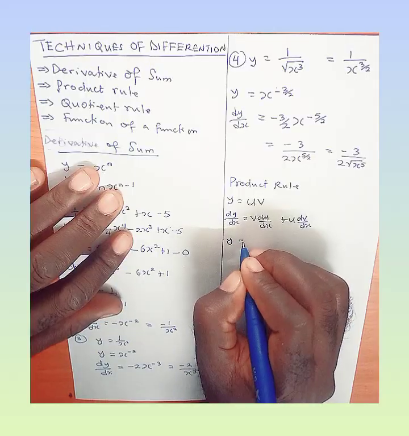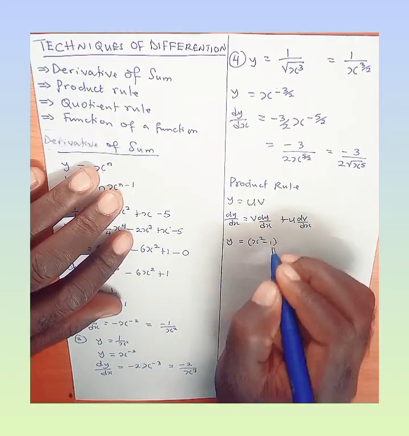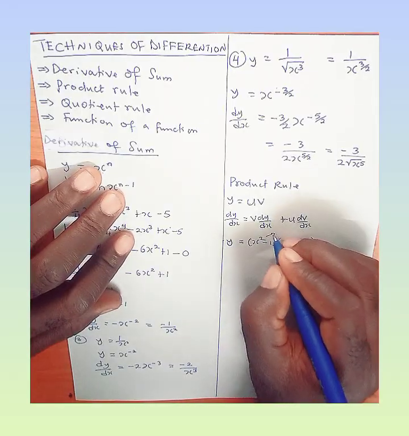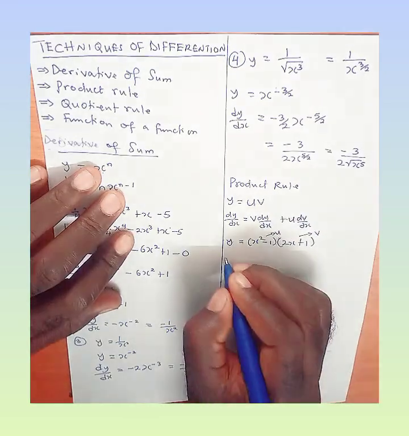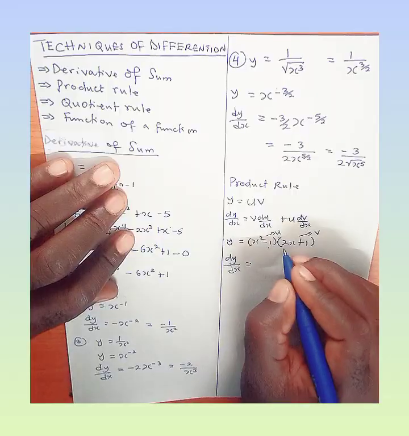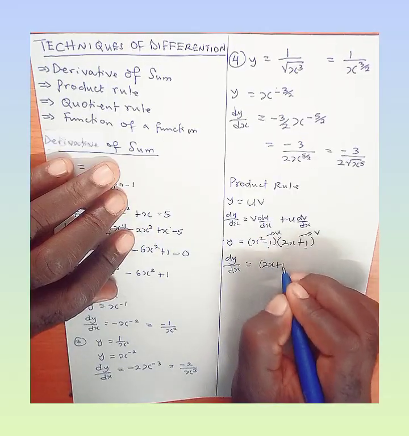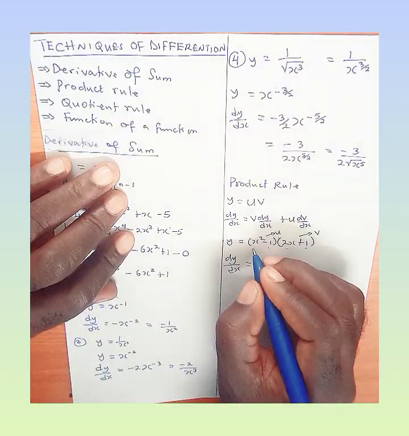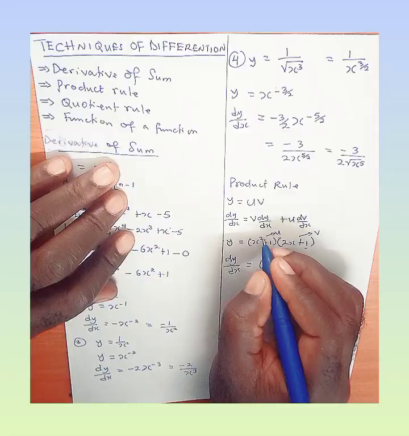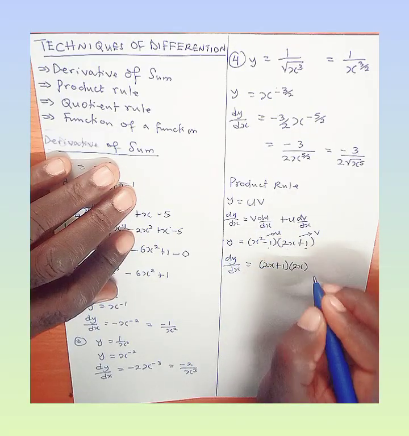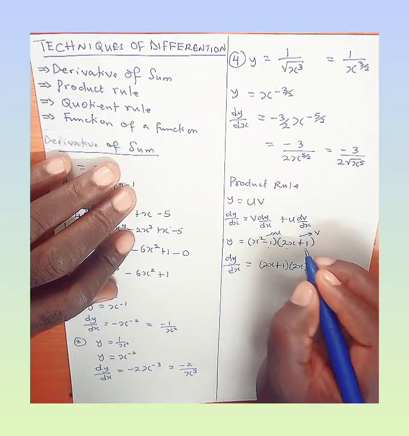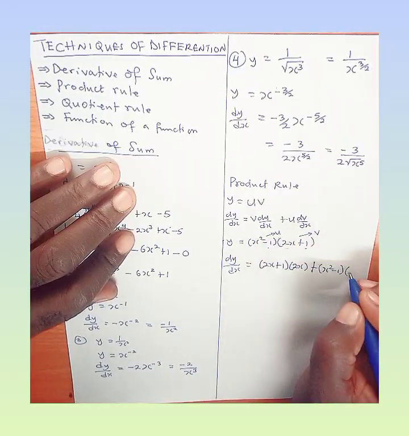If you have y is equal to x squared minus 1 multiplying 2x plus 1. Now this one will serve as u and this one will serve as v. Now to differentiate y with respect to x, you want to differentiate this one, then you keep this one constant, which is 2x plus 1. You now differentiate this one with respect to x. When you differentiate x squared minus 1, it will give us 2x, because x squared will give us 2x, minus 1 will be 0. Then you have done that, plus you keep this one constant, x squared minus 1, you differentiate this one. When you differentiate 2x plus 1, it will give us 2.